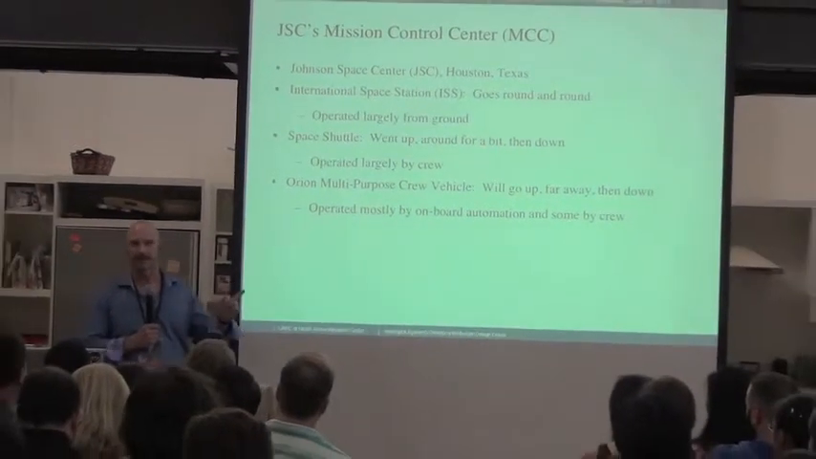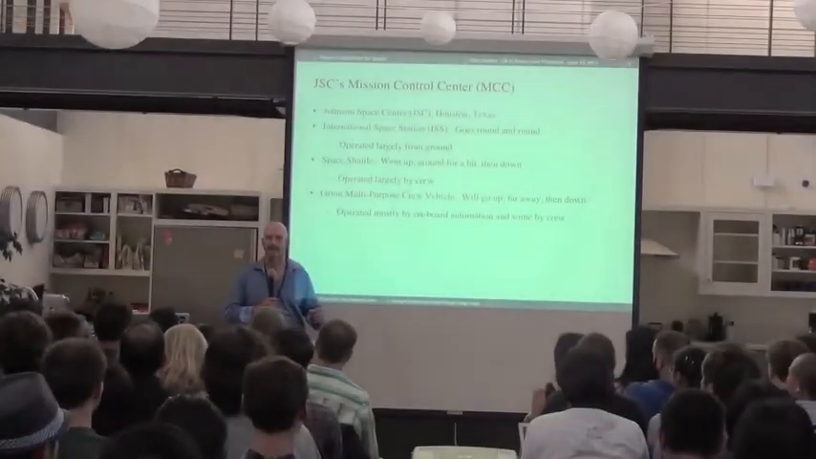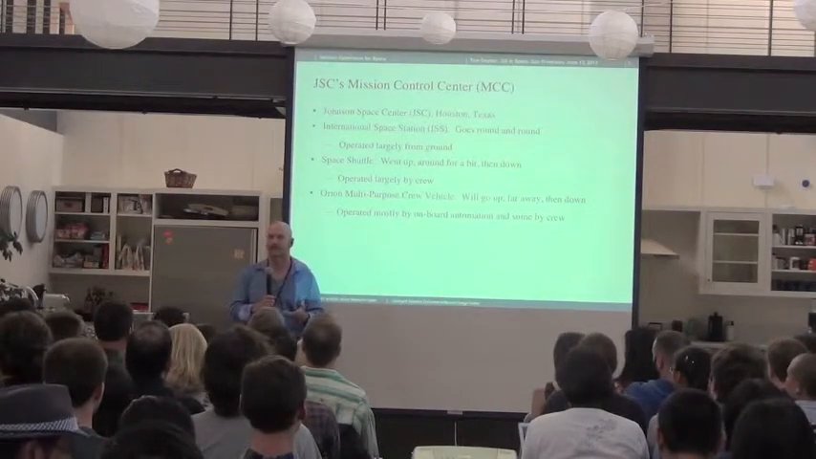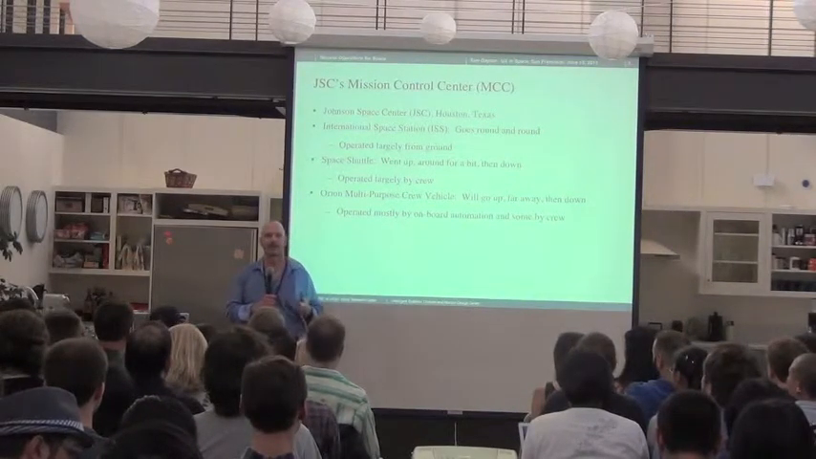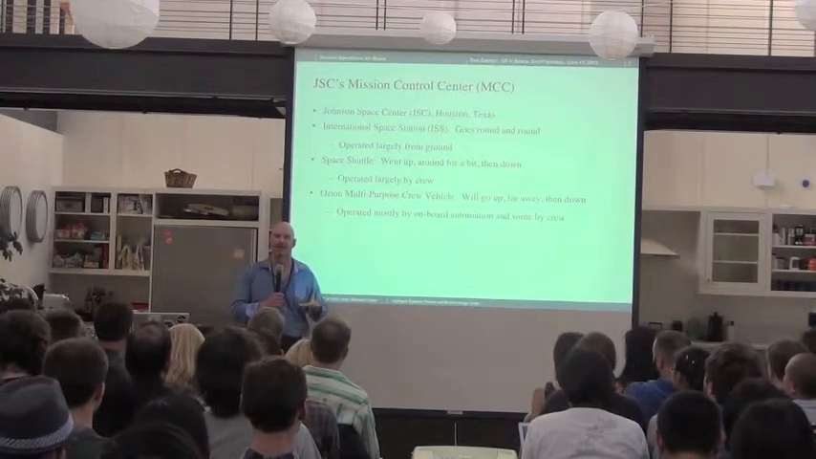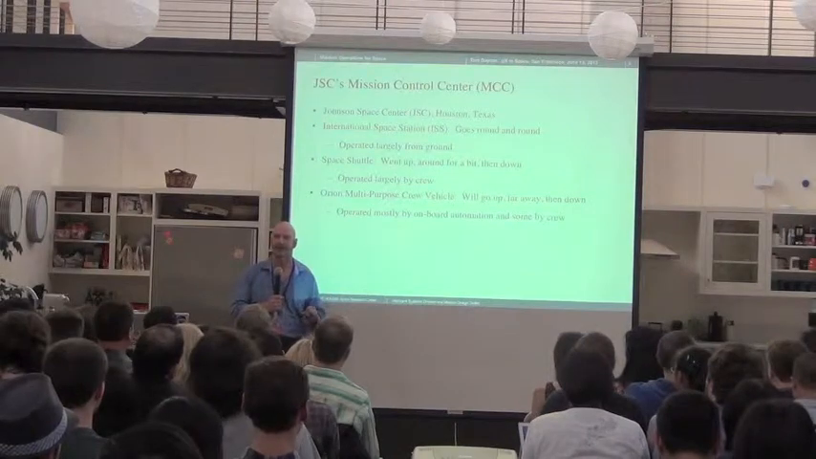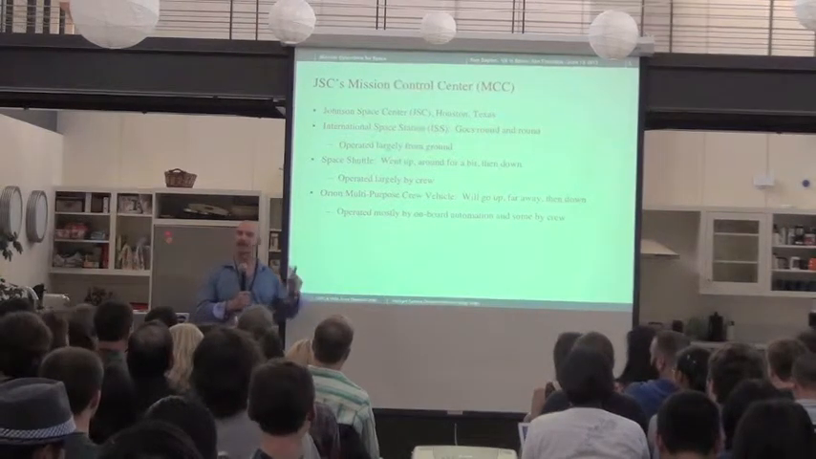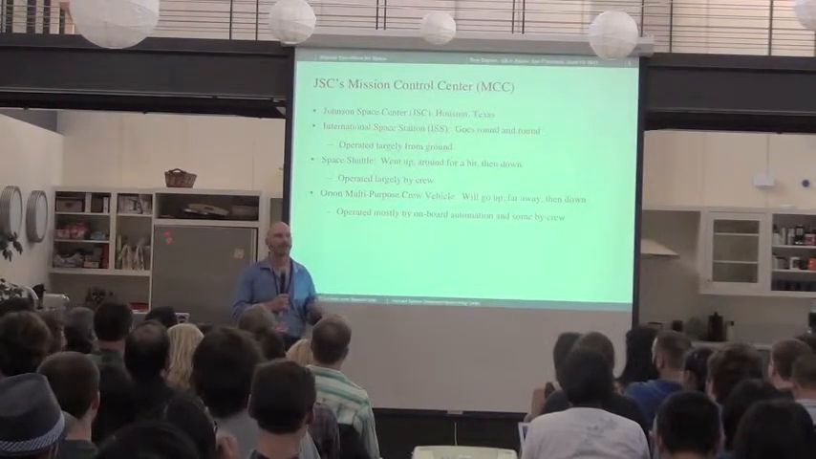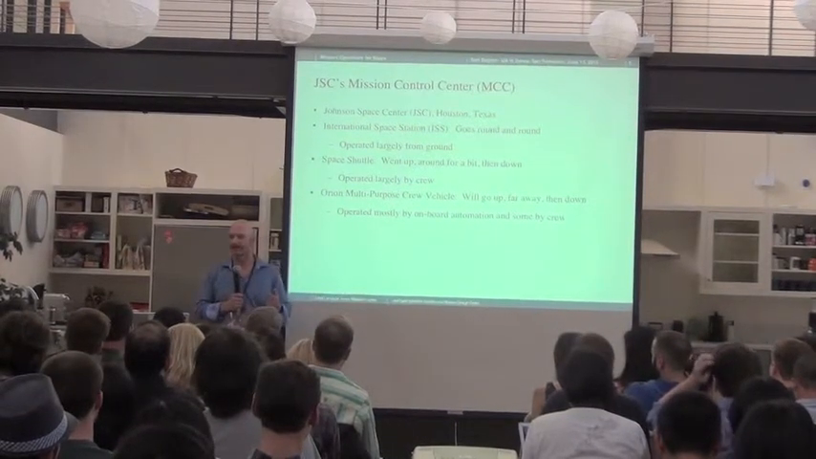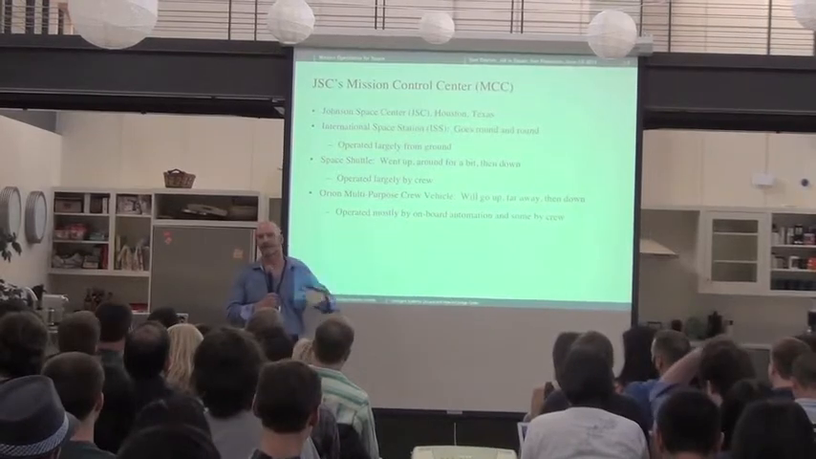The International Space Station is controlled largely from the ground. The astronauts, the crew on the space station, run some of the payloads, some of the experiments. Some of the payloads are run remotely from the ground. But they don't actually run the space station's navigation and stuff day to day. That's done from the ground. In contrast, the space shuttle used to be run mostly by the crew, not by the ground. Another difference is the space station just goes round and round and round.